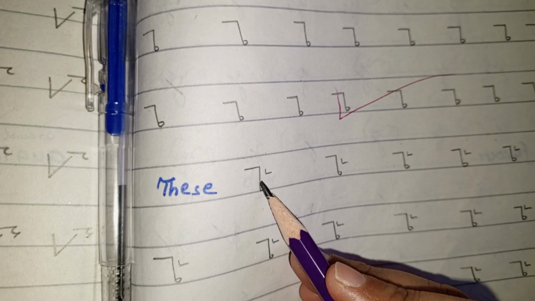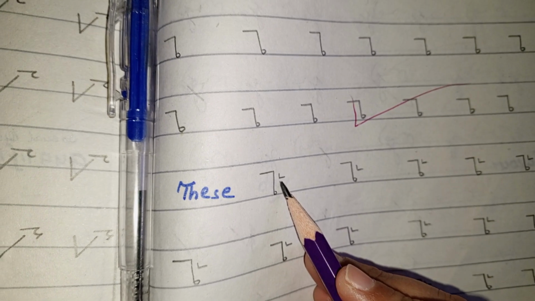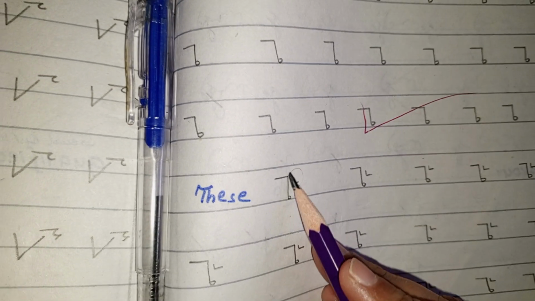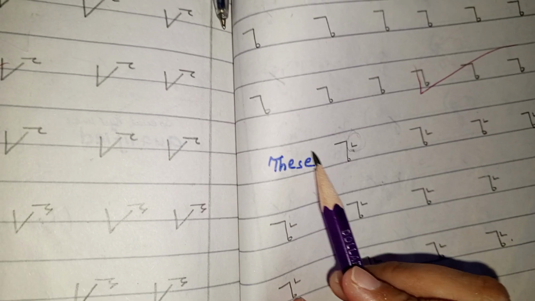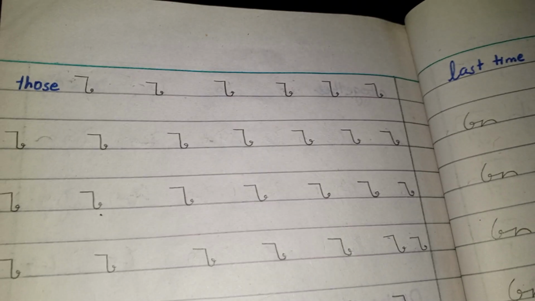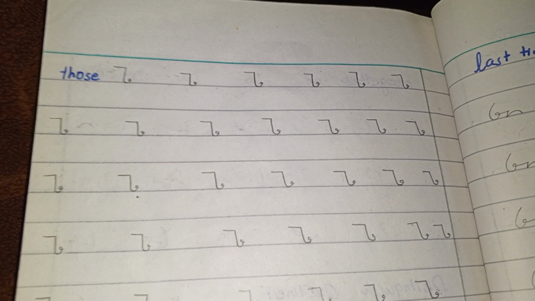Students, here you see the outline of E. It is for our convenience; we can use these outlines or not. It's optional. It indicates that E is in this outline, these, so it will be easy for us to understand the outline. Next word, those: T, H, O, S.